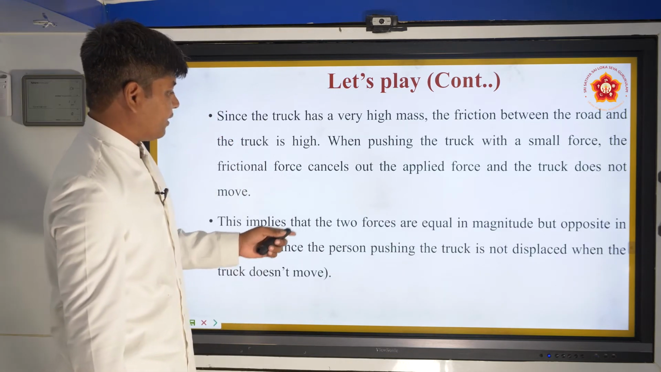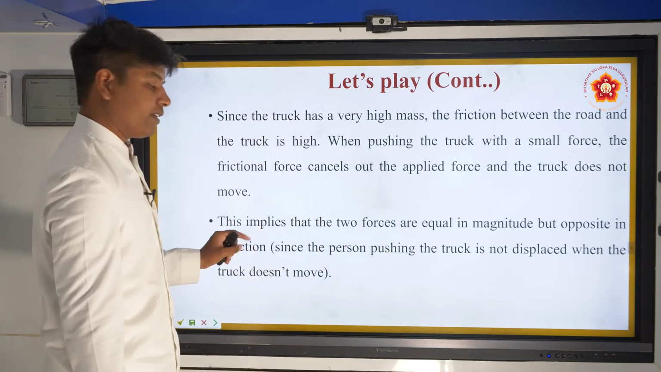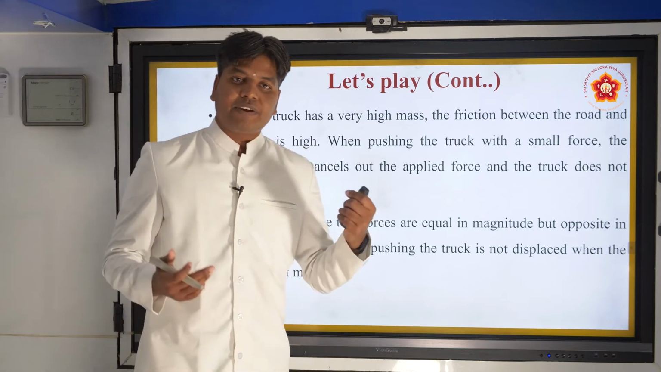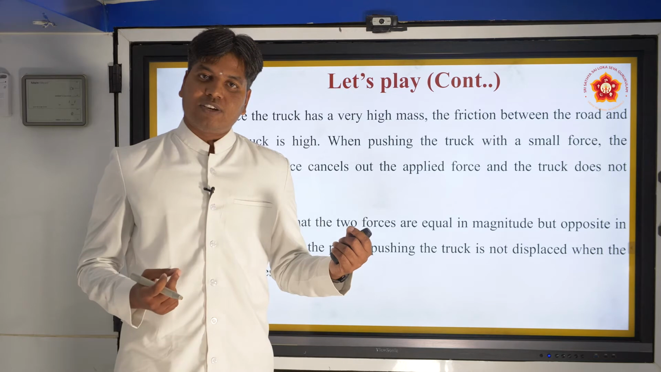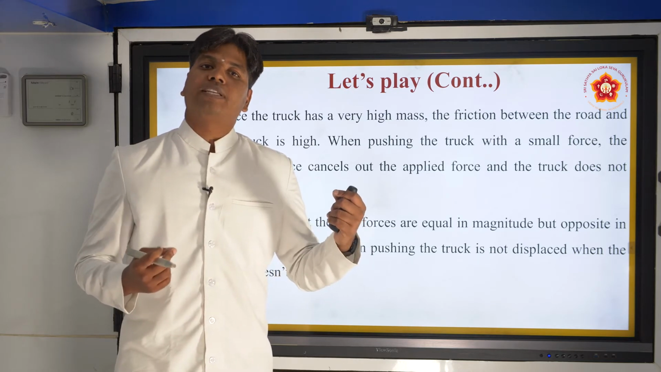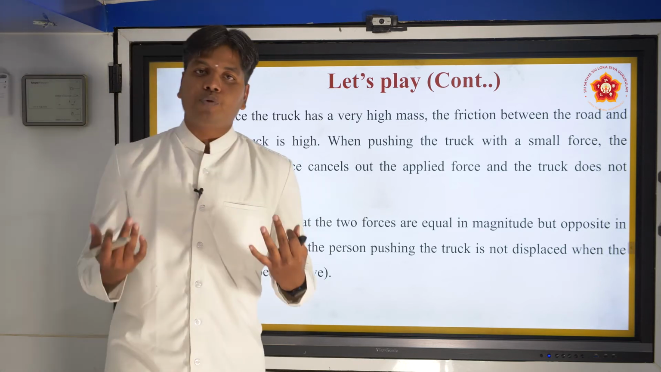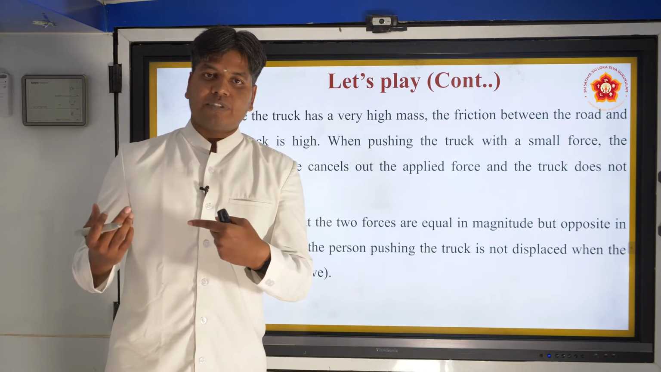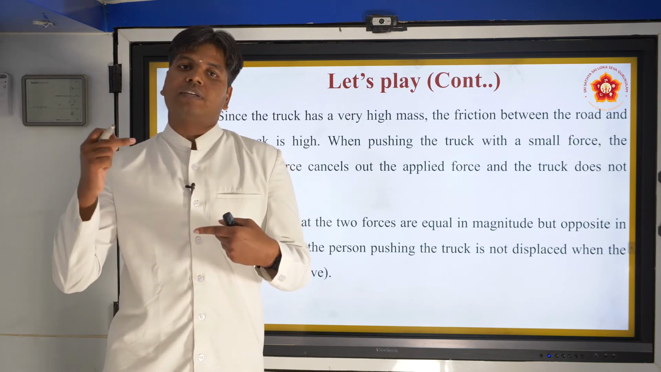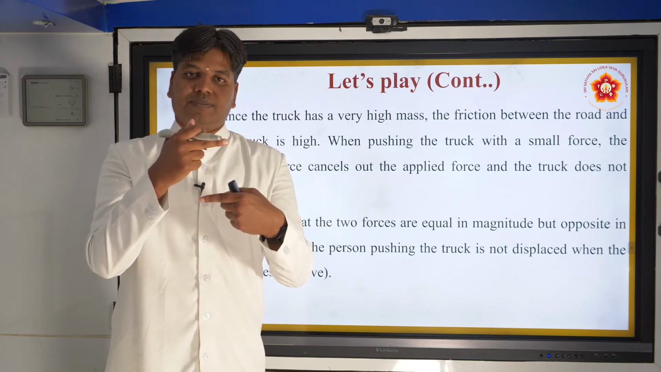This implies that two forces are equal in magnitude but opposite in direction, right? So the friction is equal in magnitude but also opposite in direction, as far as you are within the limit of friction. In this case, because it is not moving, that means what? The friction is acting in the opposite direction and you are applying the force in the opposite direction. So these two are cancelling each other out.